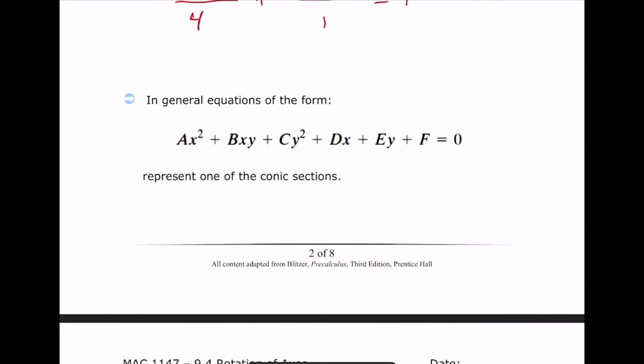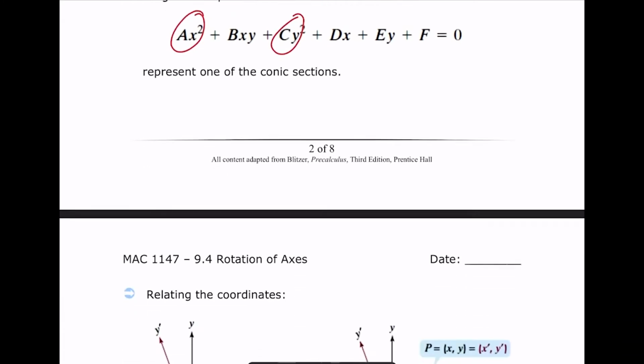In general, equations of this form represent one of the conic sections. Great. I see an A, B, C, D, E, F, and it's equal to 0. And I see that both of these terms are squared.